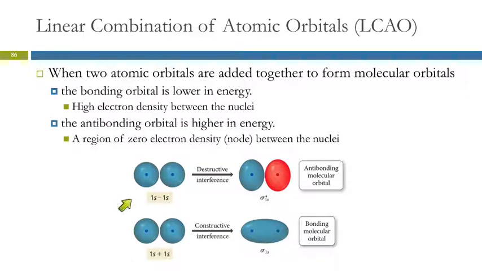So we can combine these two orbitals in a negative way, basically thinking of it as subtracting. That's the destructive interference, and they're going to give us something like this. Or we can have constructive interference, and we'll get something like this. This is going to support bonding, and this is going to oppose bonding.